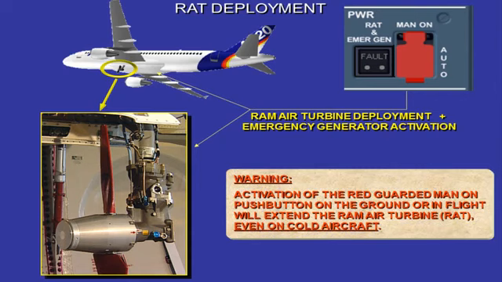The RAT will extend automatically to pressurize the blue hydraulic system, which powers the emergency generator, if the aircraft speed is sufficient and AC bus 1 and 2 are no longer supplied. Caution: the RAT will extend also if the red guarded Manual On push button is pressed, even if the aircraft is not electrically supplied. Cold aircraft.